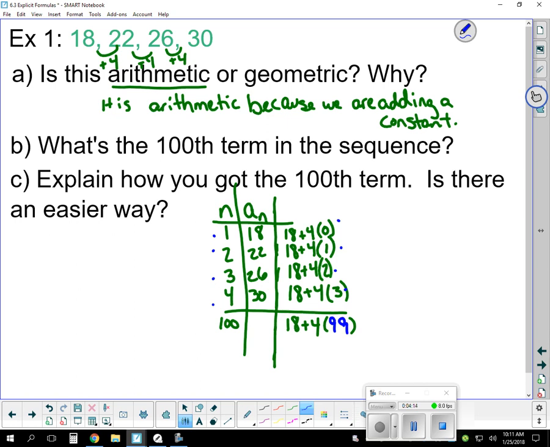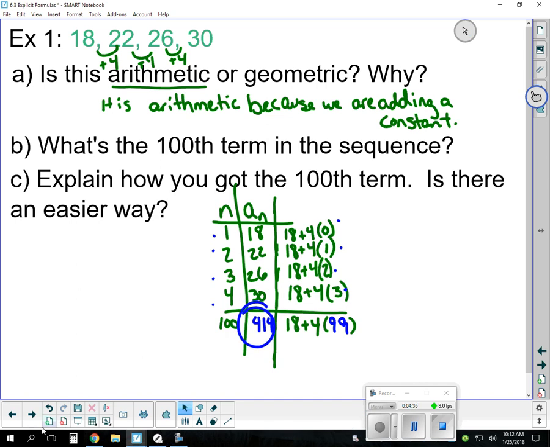Okay, so let's calculate that. 18 plus 4 times 99 is 414. Is that what you got when you just sat there adding 4? Hopefully. 414 is the correct answer. Okay, so that's a way easier way to do it.